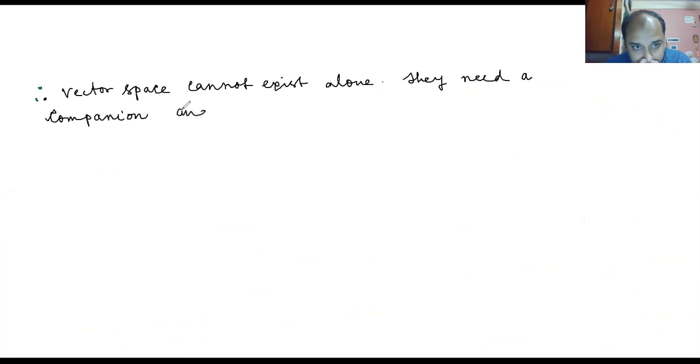And that is a field. That is a field. And therefore, we say that it is a vector space over that field. Okay.